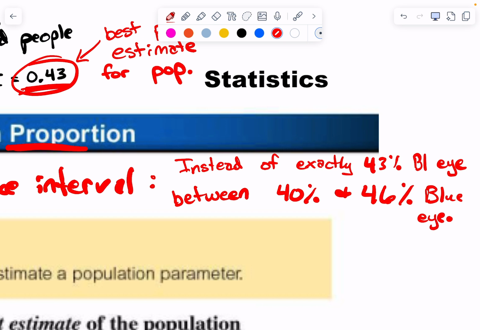Because I want it to be in the middle, right? Okay, but why 3%? Because that's your standard deviation. The formula that tells us what to add and subtract is going to be based on the standard deviation. So yes, I made that up because I don't have any other data, but that's what we're going to do. Rather than saying definitively exactly 43% of all people have blue eyes, it's more accurate for me to say that somewhere between 40 and 46% of all people are going to have blue eyes.